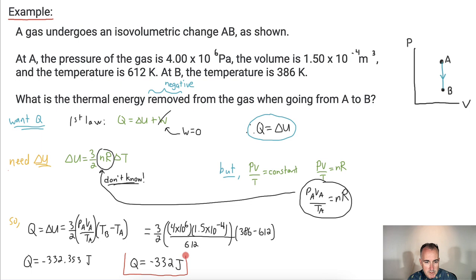I like this example because it wasn't so simple. It wasn't just a matter of using the equation, although you started with it, you realized that W is easy, but delta U is hard, because we didn't have N, the number of moles. So we had to be a little bit sneaky about finding NR. That's okay that we were able to do it. There we go.